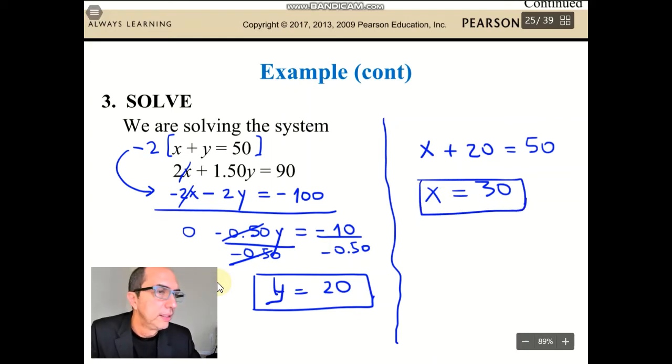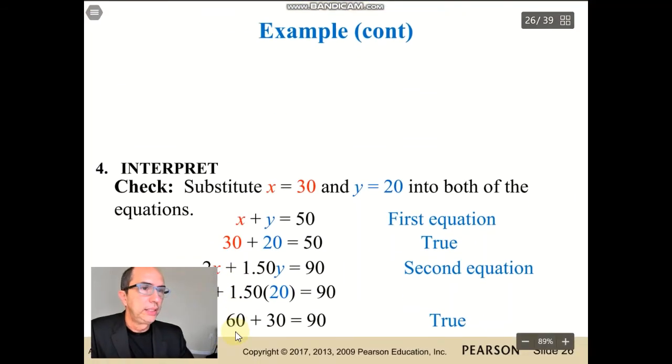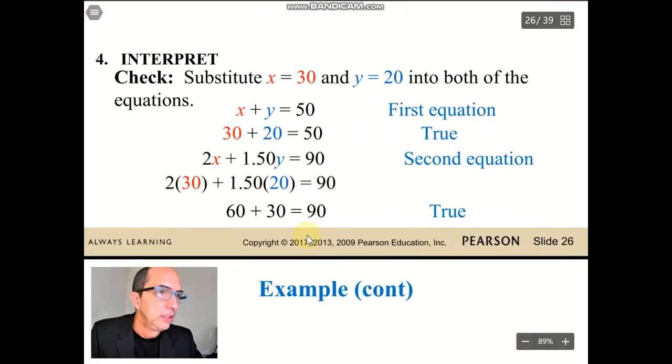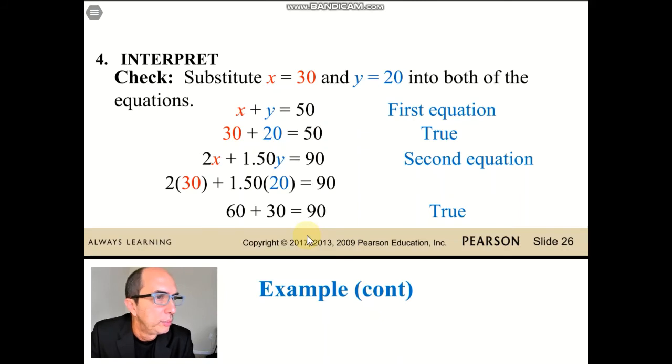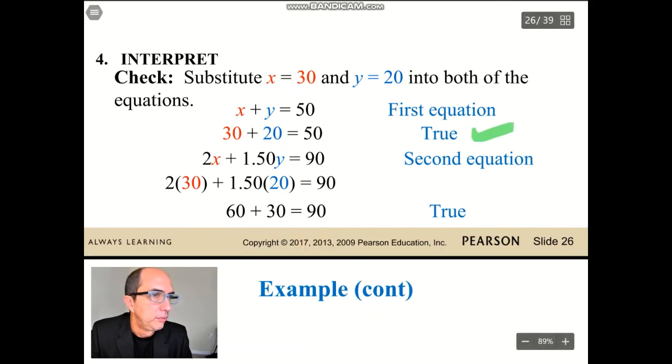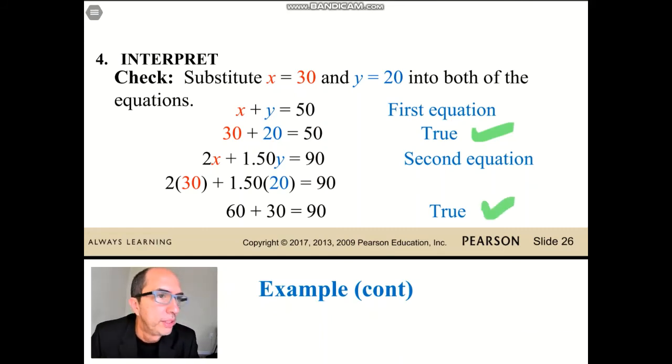And that's the solution that we found. Let's interpret results by checking the numbers that we have found. x equals 30 and y equals 20. Plug in the first equation, check the result. If it's a true statement, you plug them in the next equation, the second equation, and if both are true statements, then you can confirm this is a solution. This is the solution for our problem.